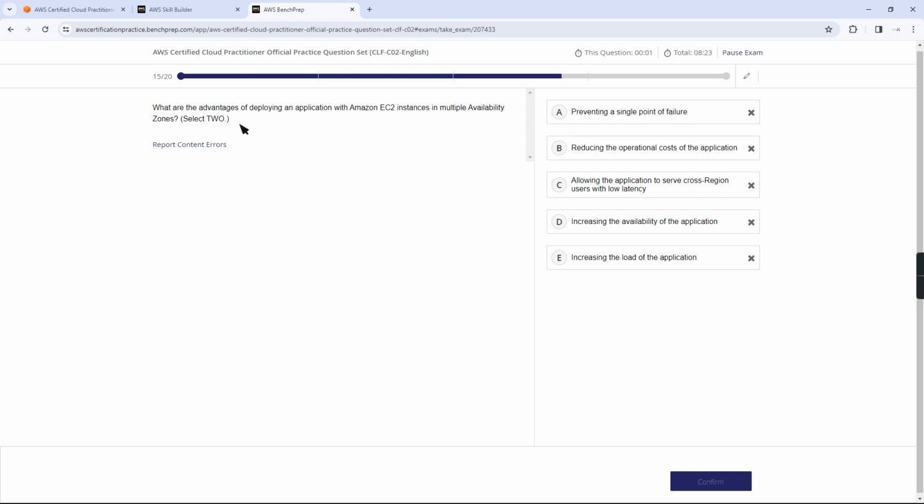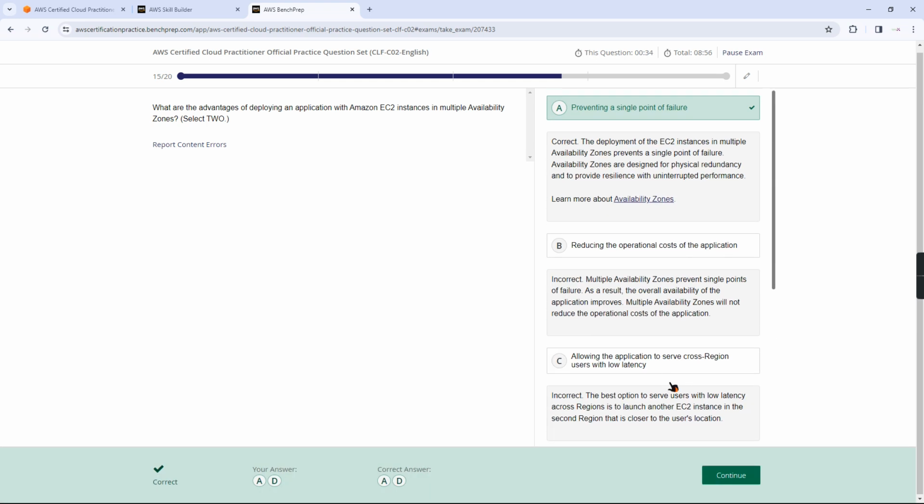Moving on, what are all the advantages of deploying an application in EC2 instances in multi-AZ? Preventing single point of failure. Correct answer. Reducing the operational cost? No, there is no cost associated with this. Allowing the application to serve cross-region users with low latency? No, multi-AZ is restricted to a single region. There is no cross-region. Increasing the availability is always correct. Increasing the load, no. So typically by the simple choice of elimination, we can arrive at these two answers. These two answers are the correct choices.